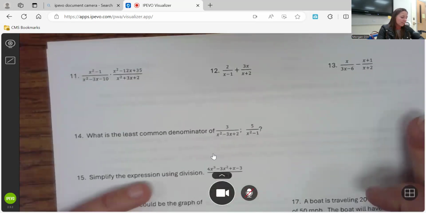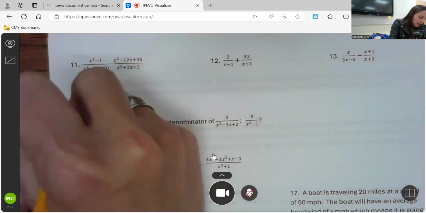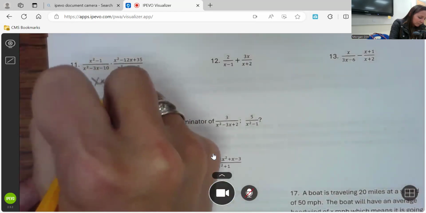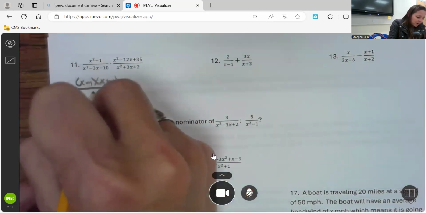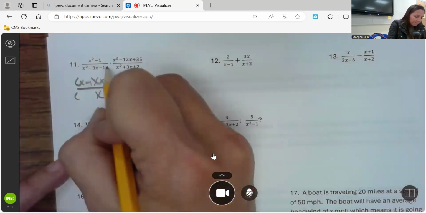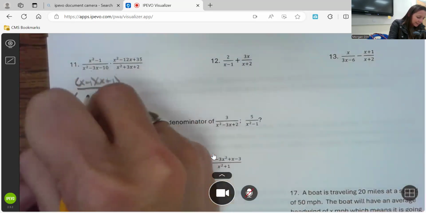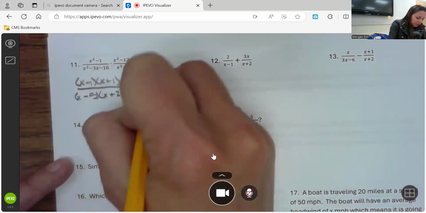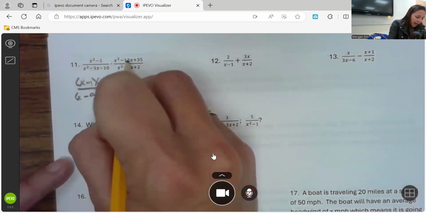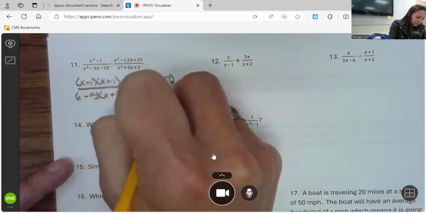All right, number 11. Okay, factor it. Perfect square. X minus 1, x plus 1. All right, you should be getting good at it now. All right, if not, go throw it into Desmos. Factors of -10 that add to -3. All right, that is -5 and +2. Multiplication. All right, factors of 35 that add to -12 are x minus 5 and x minus 7.